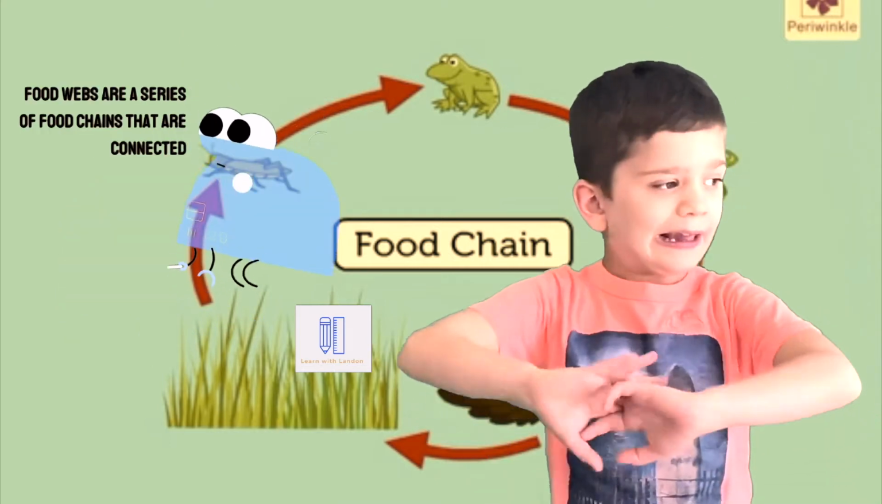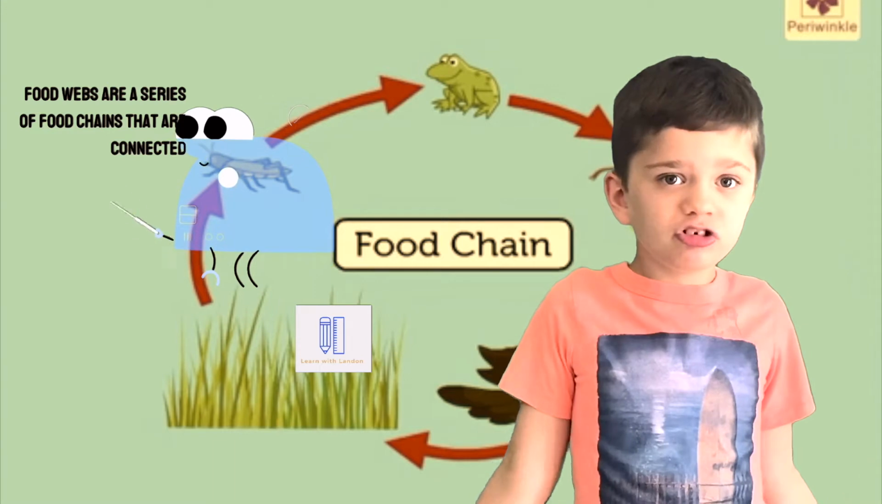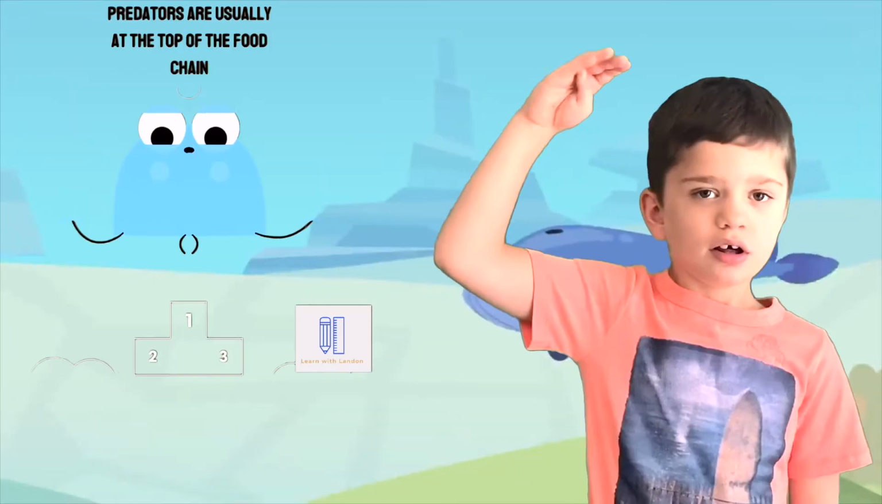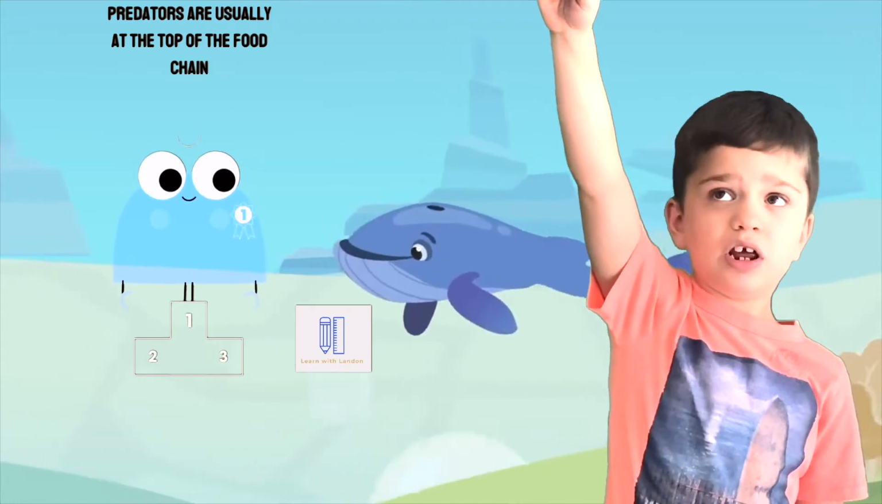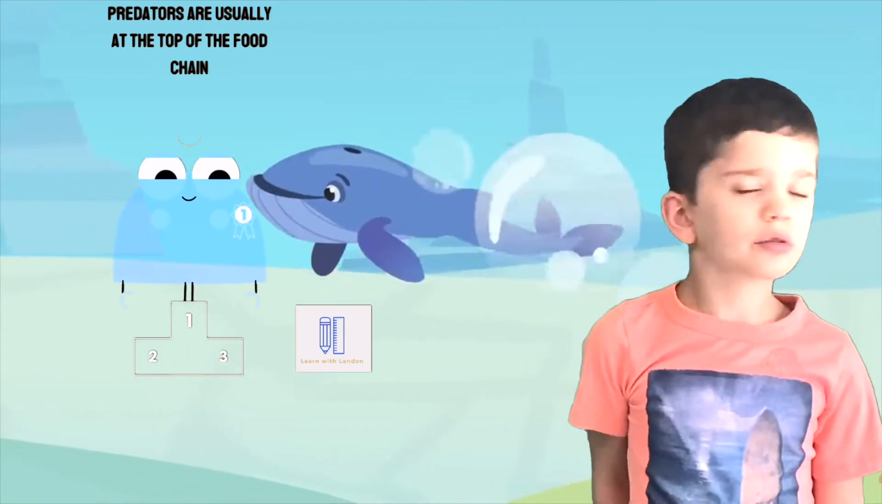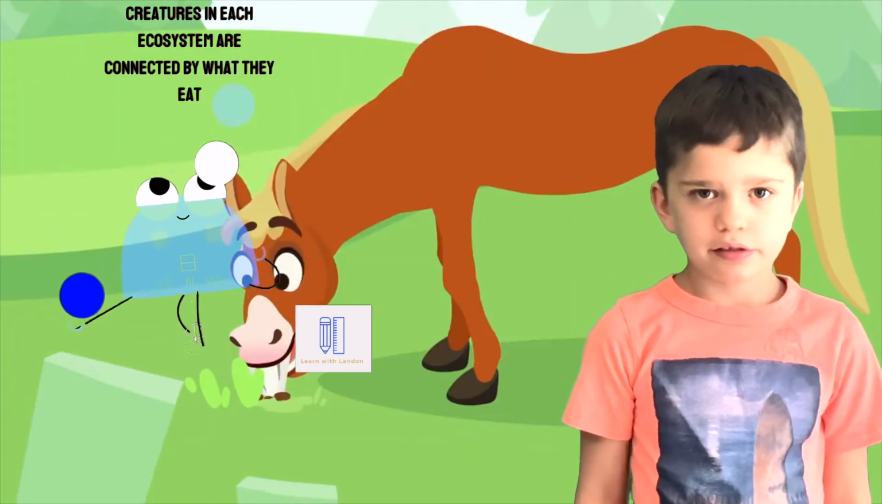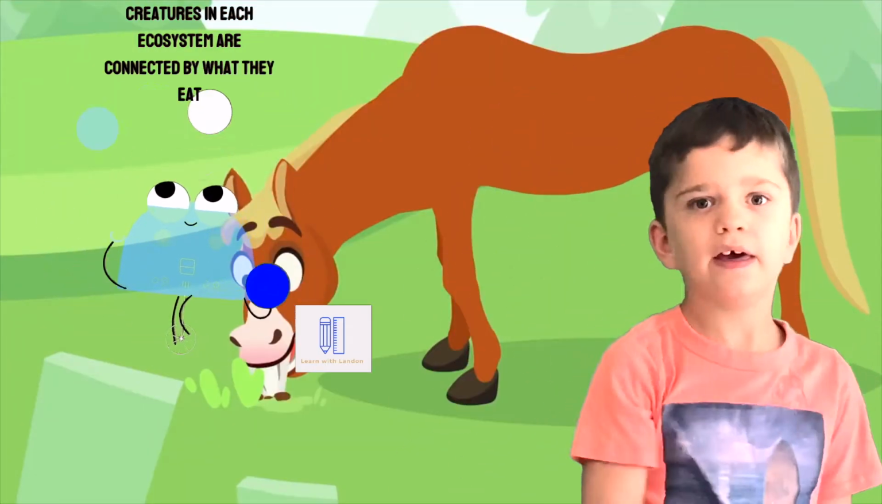A web has a whole bunch of food chains together at one piece. So the top of the food chain is mostly predators. Most animals don't eat them. Like creatures in the ecosystem connected by what they eat.